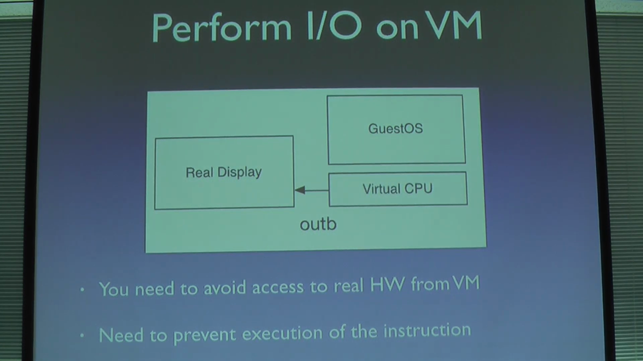So if the guest OS performs an I/O operation on a VM, you need to avoid access to real hardware. In this example, you want to write a character on the display, but you don't want to write the character on the real display. You want to write it on a virtual display. So you need to prevent execution of the instruction. In this picture, you want to avoid executing out B.